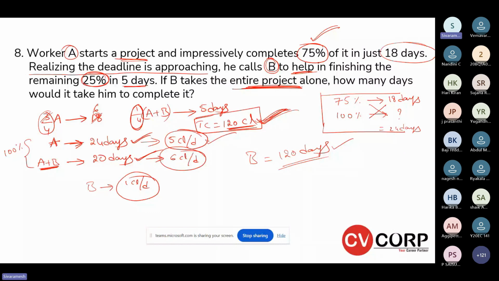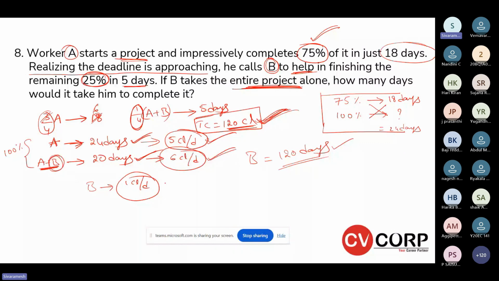With the help of B, A and B can eat 120 chocolates in 20 days. So in one day, how many chocolates can they eat? 6 chocolates. So obviously, one extra chocolate means he's taking help of B, right? Now, can I say that B is eating that extra chocolate? That's the reason I have written it separately. B is eating one chocolate per day.